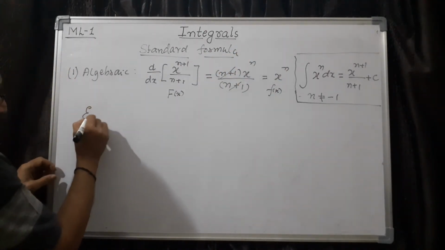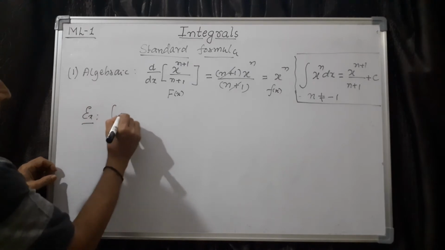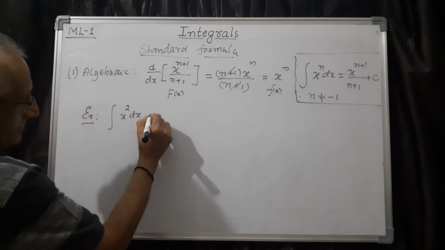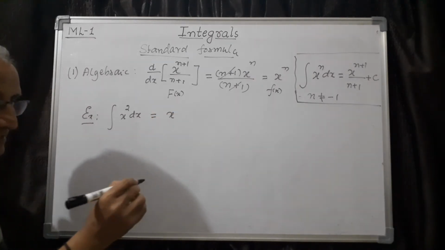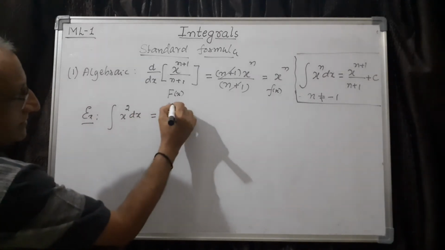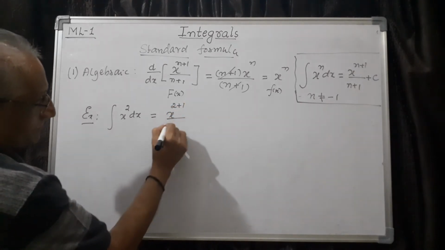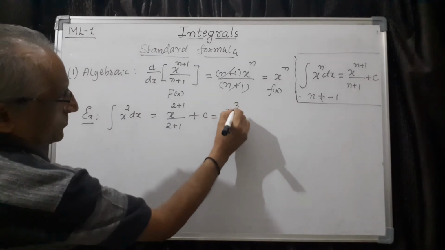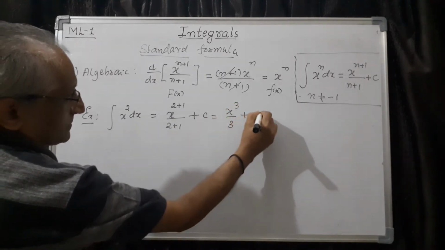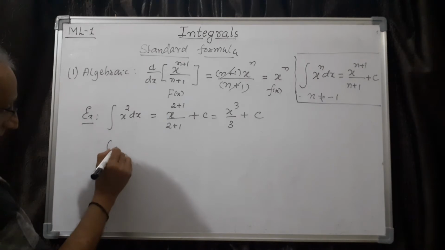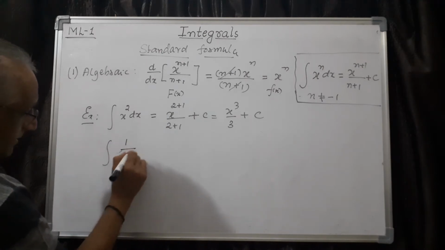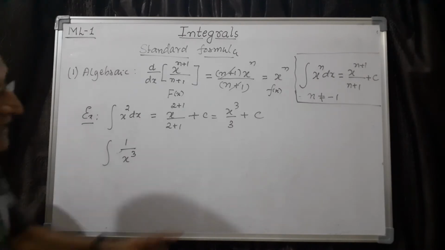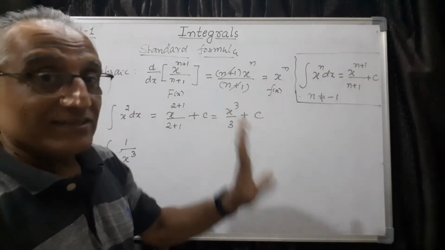So for example, suppose you have integration of x square dx. Just now you have seen this. This equals x power 2 plus 1 by 2 plus 1 plus c, of course, since it is in the beginning, let us use the formula. This is x cube divided by 3 plus c. Suppose you take a different one, say 1 by x cube. See, except n equal to minus 1, any other value is possible.